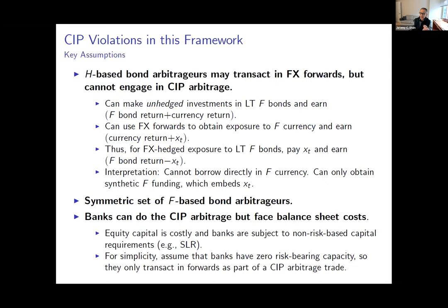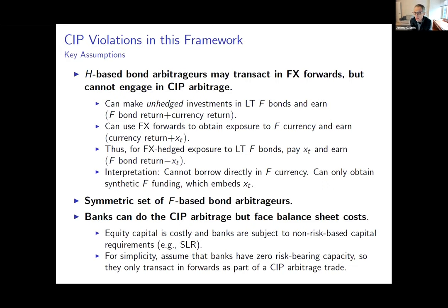Why? Essentially half of the investors are domestically based in the US, and half of them are based in Europe. They can have currency exposure, but they take it via forwards. A European investor of the sort we've been looking at can't short physical dollars. They can't borrow directly in the dollar market. The only players who can borrow directly in the dollar market are banks. So banks can borrow in dollars and can borrow in euros.